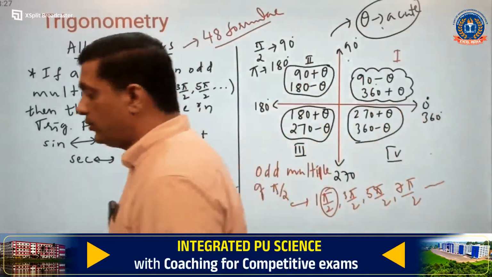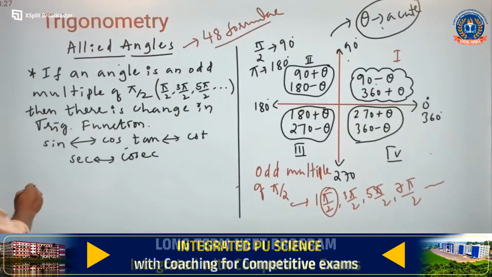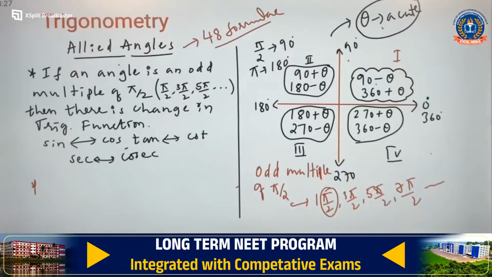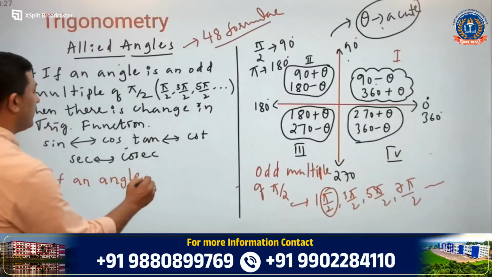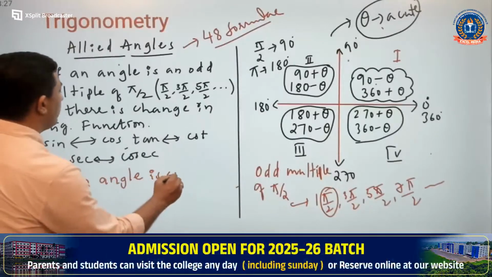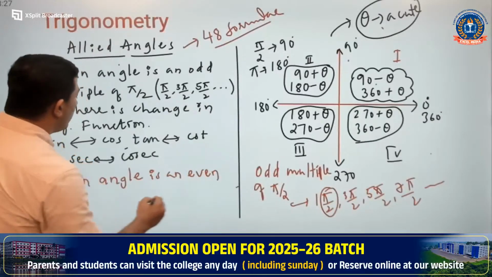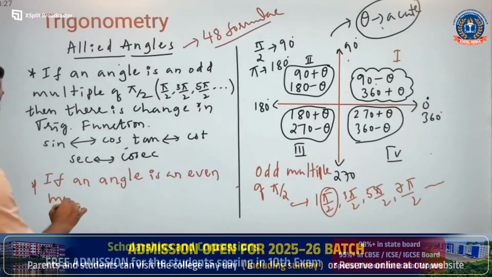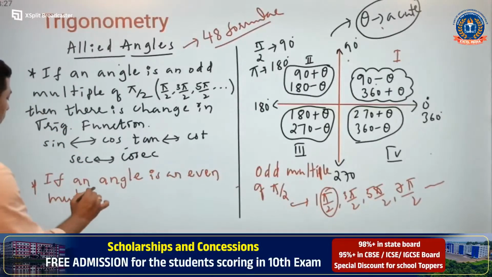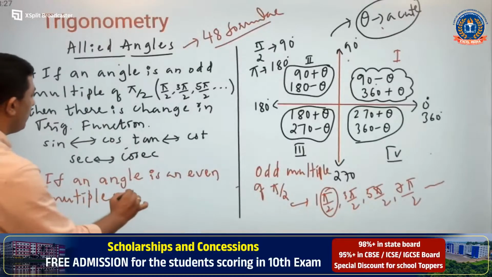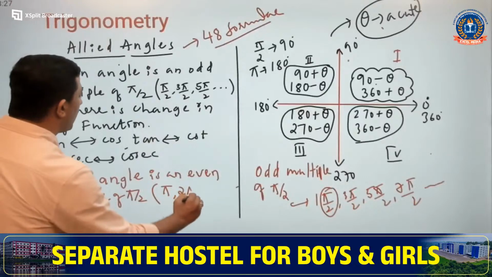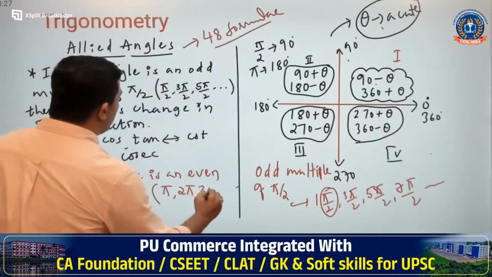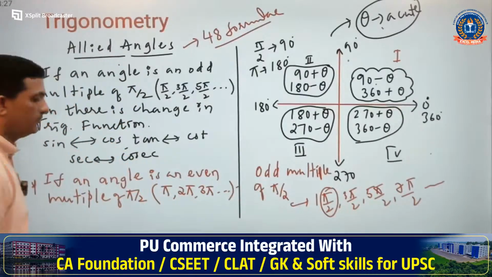The second property, the second line, is: if an angle is an even multiple of pi by 2 only, that is, pi, 2 pi, 3 pi and so on.